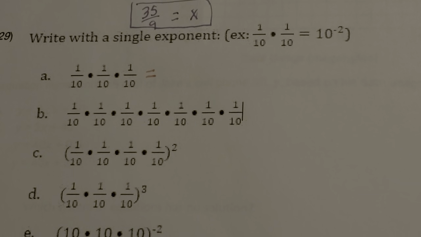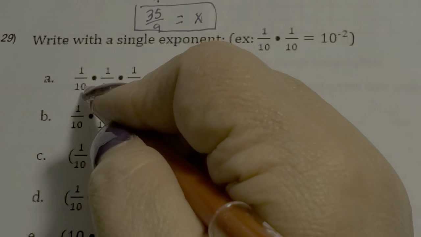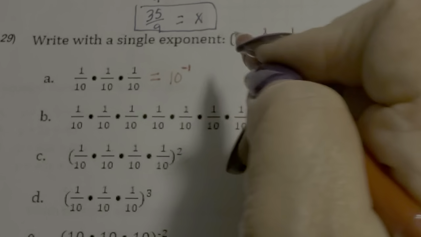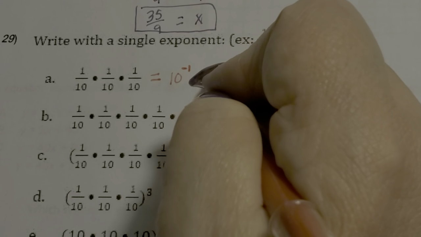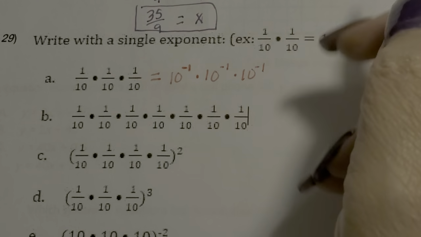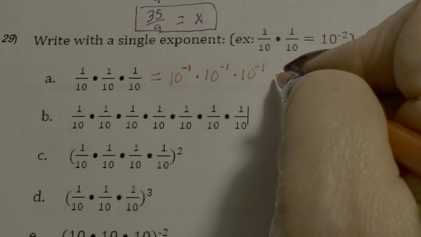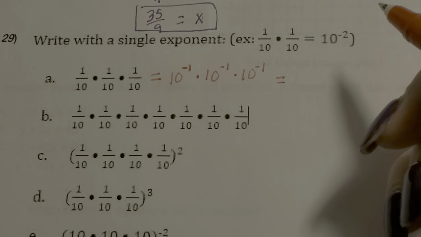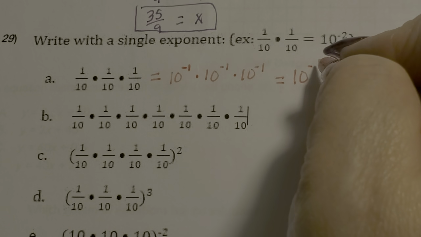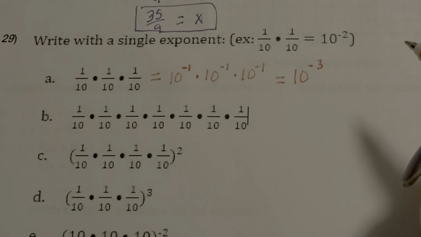Number 29 asks us to write each of these with a single exponent. 1 over 10 is actually 10 to the negative 1 power, and there happen to be 3 of those. So if I have 10 to the negative 1 power times 10 to the negative 1 power times 10 to the negative 1 power, I add my exponents and I get 10 to the negative 3 power.